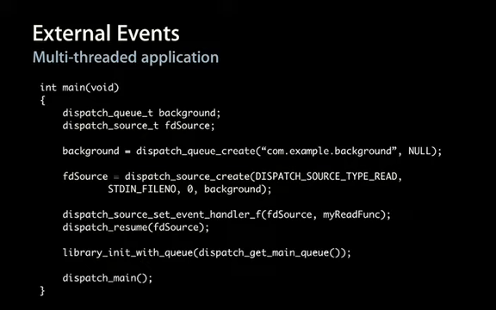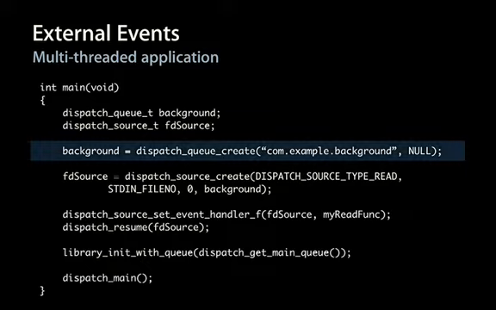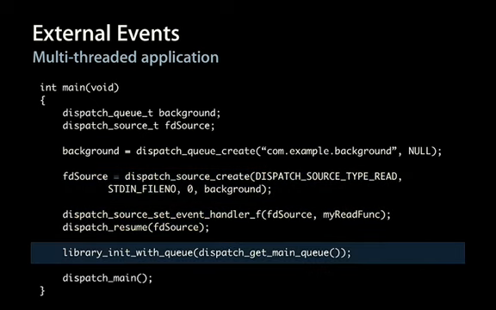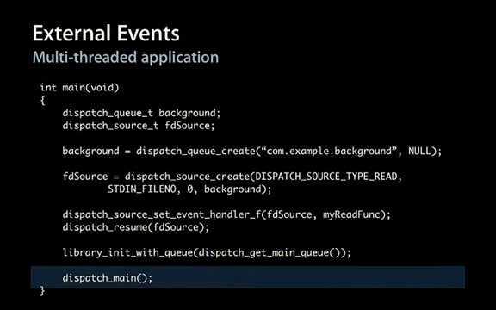A slightly different example with a multi-threaded application. We're going to create a new background queue. And you know what? Let's put all that standard input on the background queue, just because we're going to do some processing on that text before we redirect it to the main queue to draw the results. So we're going to, again, create the source, set the function-based handler, resume the source so that it can actually start running around and doing things. And then, like before, we'll call the library initialization, tell it to use the main queue, and enter the main queue's event loop.